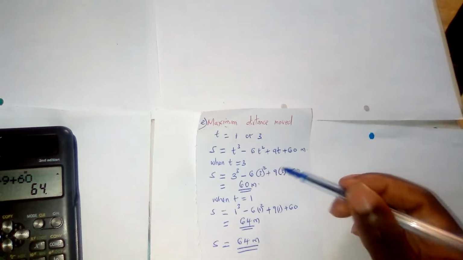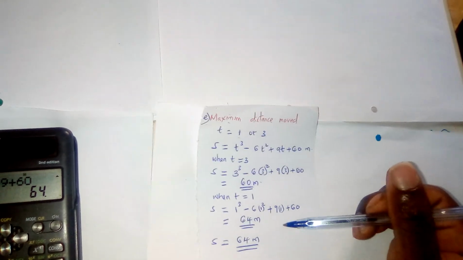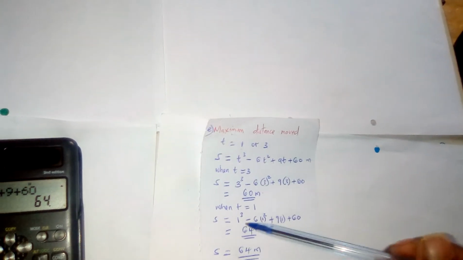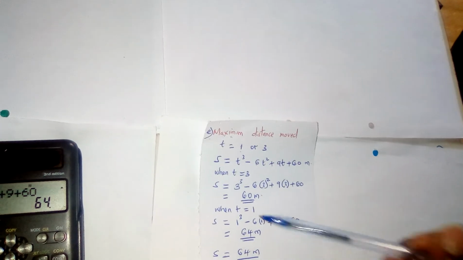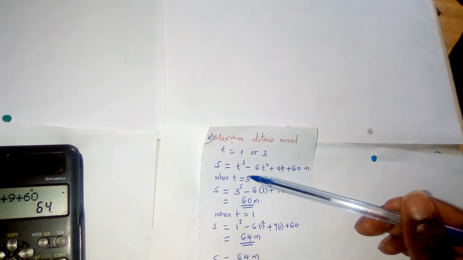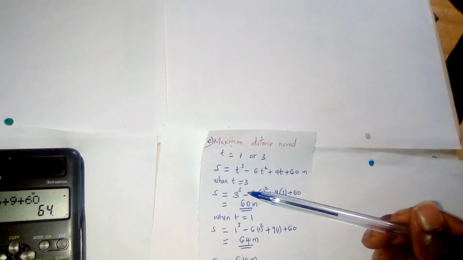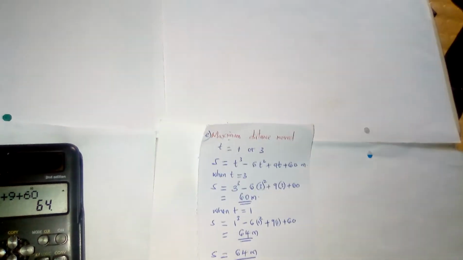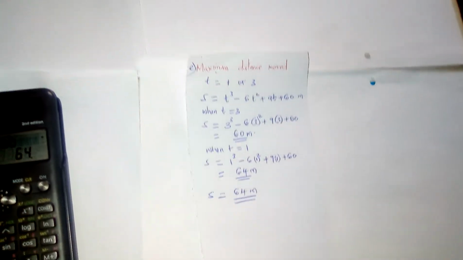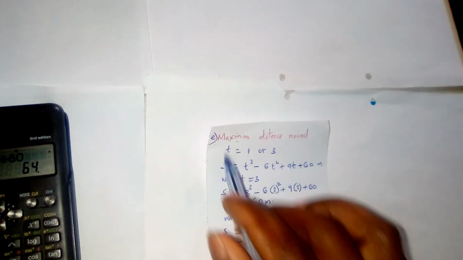So you ensure that you compare both the times, because you don't assume that it must be when t is 1. Sometimes the maximum distance might be when t is 3. So you must compare the two first, and that is when you come up with the final answer. Now that is question E.